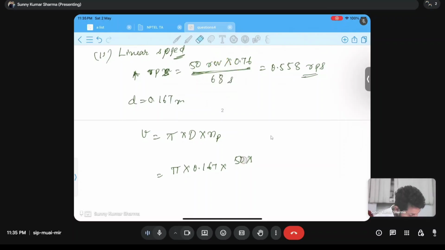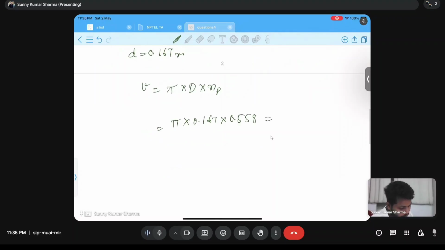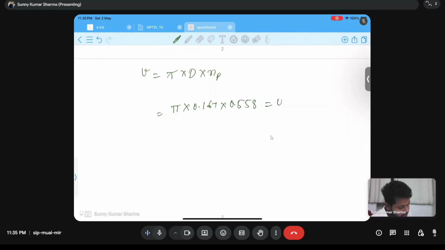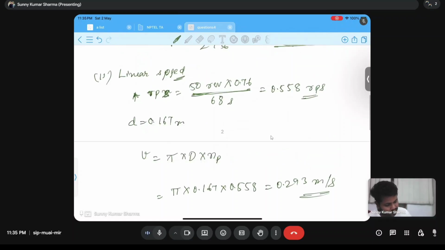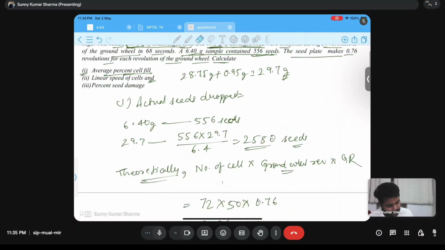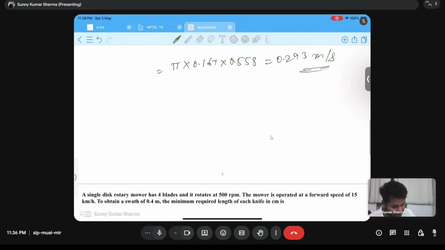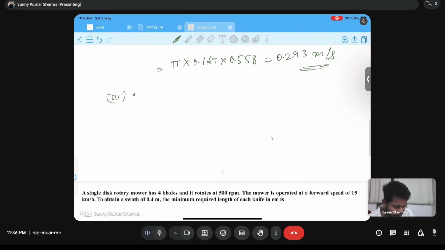We have just calculated the rotation per second, 0.558. So this value we will get as 0.293 meter per second. So this is the linear speed of the cell or plate. So two parts we have done. Next part is what is the percentage seed damage. So the third part is what is the percentage seed damage.